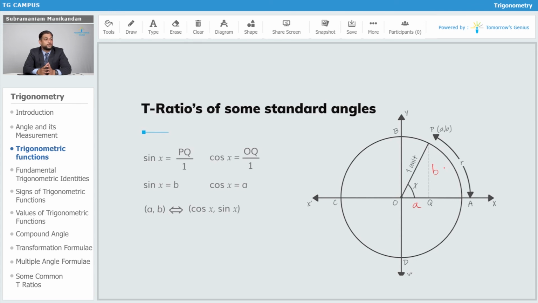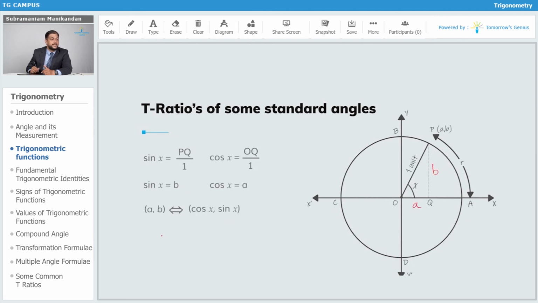Cos x is equal to OQ divided by OP. So that's A divided by 1. So sine x is equal to B and cos x is equal to A. And thus, since the point P is in the first quadrant, the sine x and cos x terms will be positive.